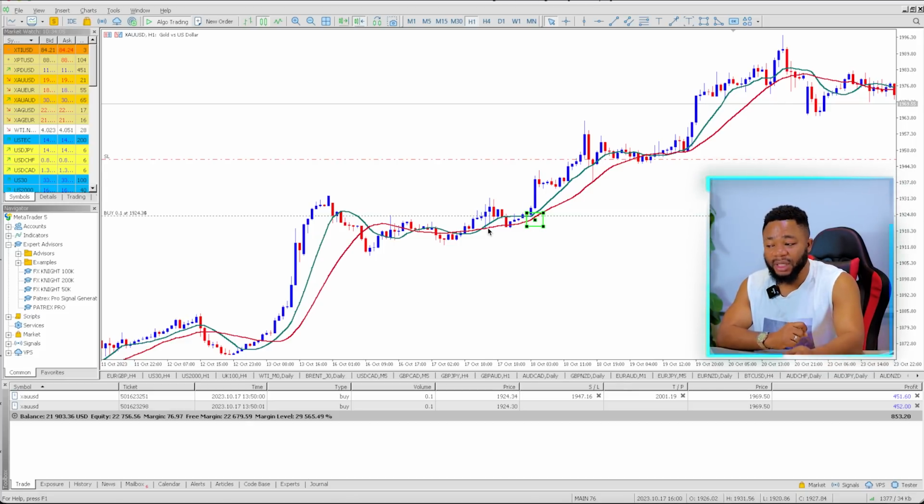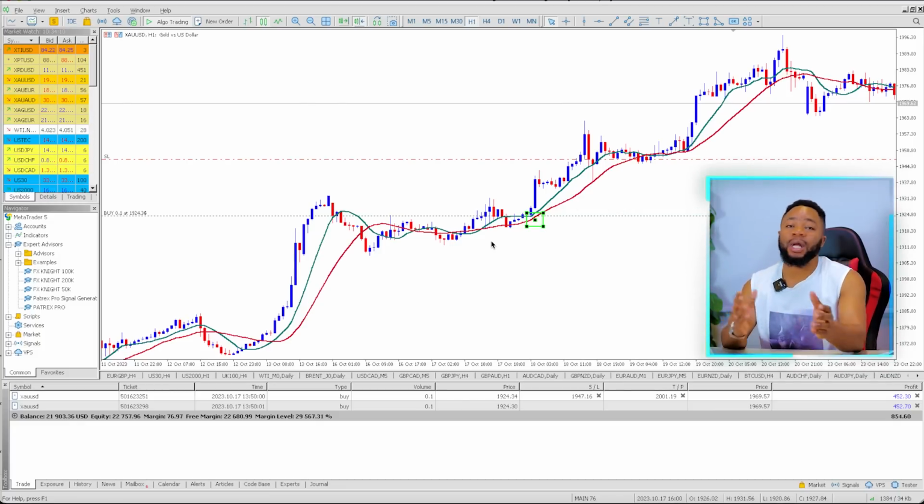So long as I've already gotten into the trade, I just keep trailing my stop until I exit that particular trade. So what are moving averages?